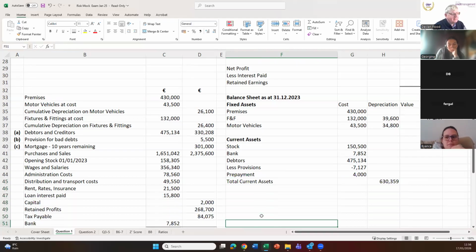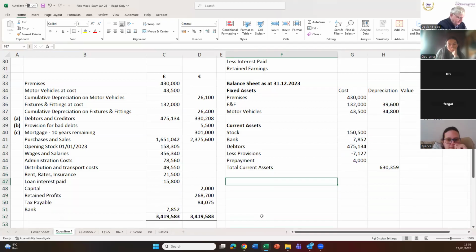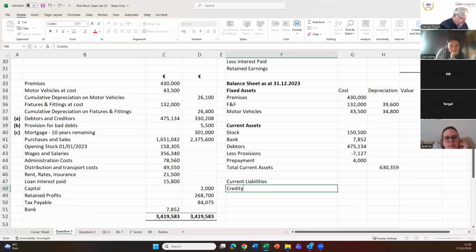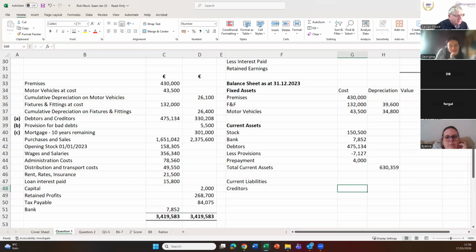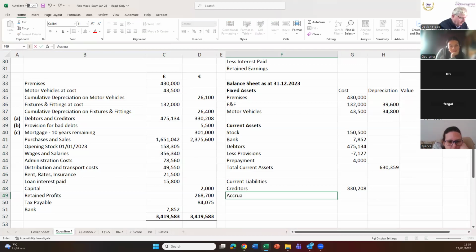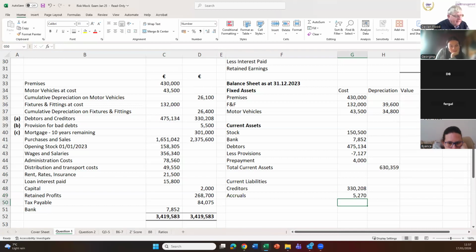Total assets. So now the next thing I need to do is my current liabilities. So this is the money that I owe. And who do I owe money to? I owe money to creditors. I keep, yeah, fat fingers, obviously. So what are my creditors figure? It's 330208. That's my creditors. I have my accruals, and that comes down to my 5270, the interest that had to be accrued.